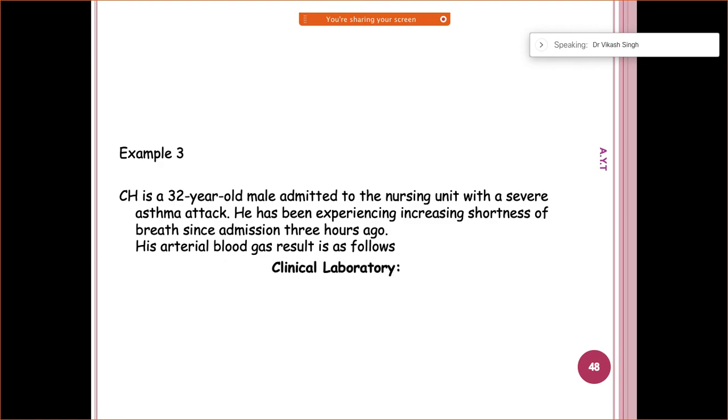And then you did the ABG. So you got it now? So what do you notice in this lab picture? 7 point.